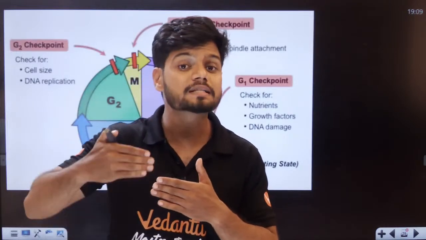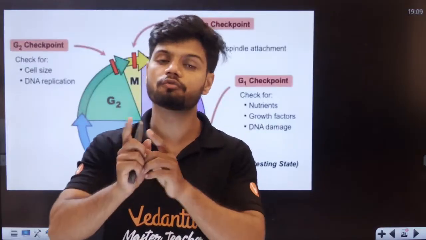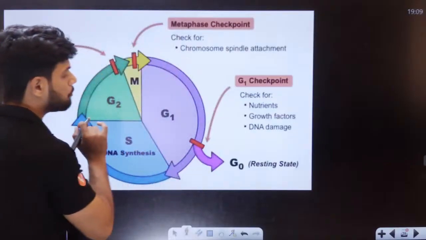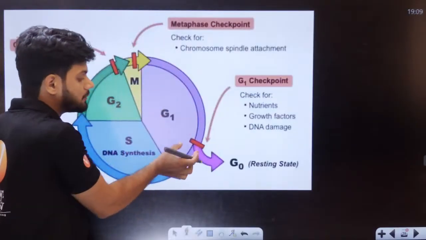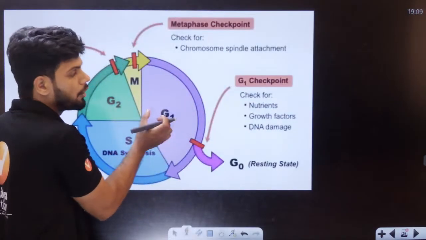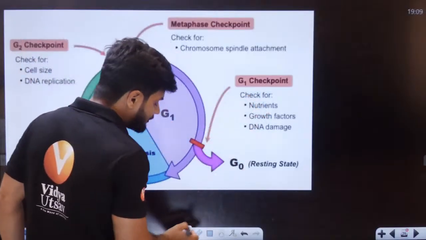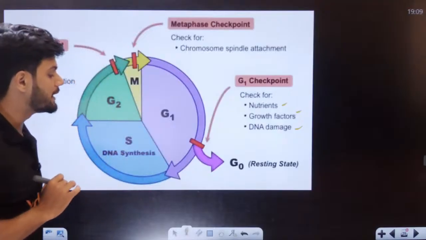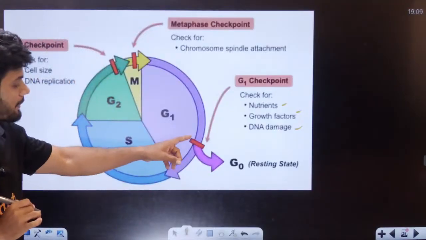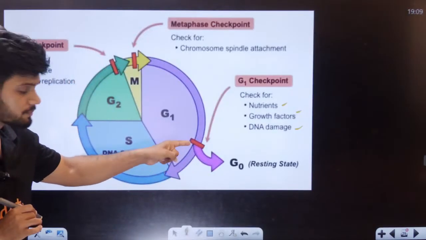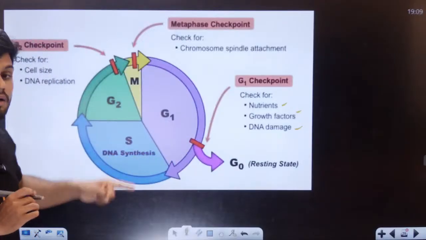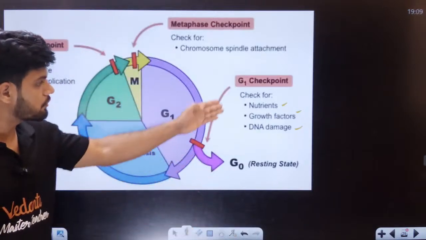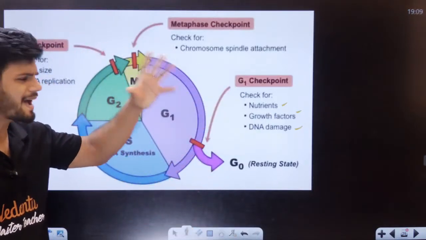Unless the checkpoint is cleared, there will be no signal to go forward. For example, students, you can see here, the first checkpoint is right after G1. The G1 checkpoint will check for nutrients, growth factors, and DNA damage. Imagine if there is DNA damage and the cell goes to synthesis, the damaged DNA will replicate. So this checkpoint will check for all of this: nutrients, growth factors, as well as DNA damage.